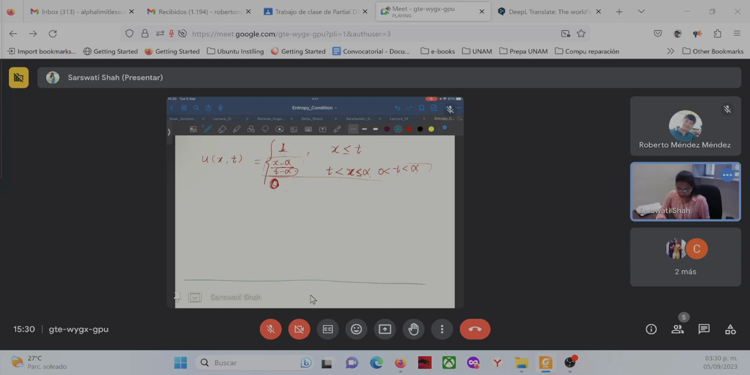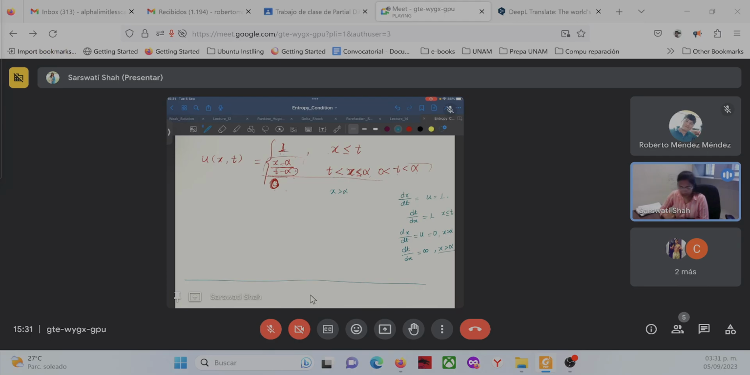So I am saying that when x is less than or equal to t, this is 1. It means dx over dt is u, that is 1. So dt over dx is 1 for x less than or equal to t. Is it not? In the same way, dx over dt equals u equals 0 for x greater than alpha. That is, dt over dx is equal to infinite for x greater than alpha.